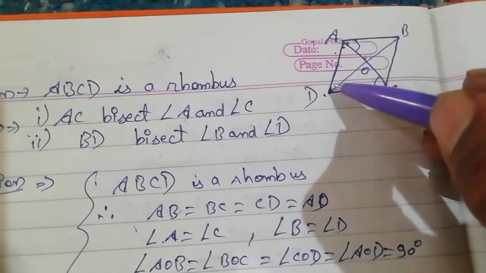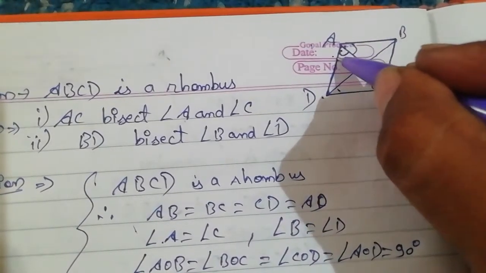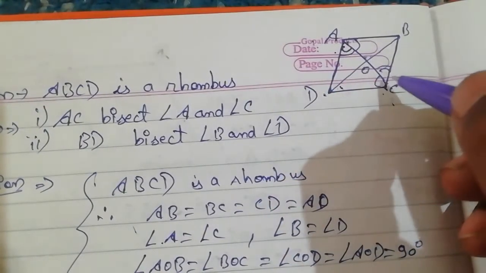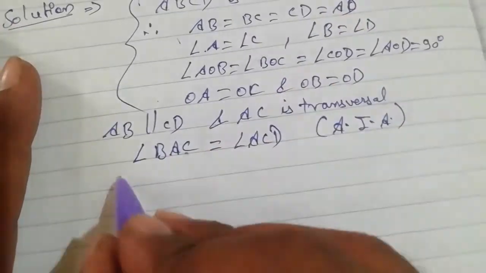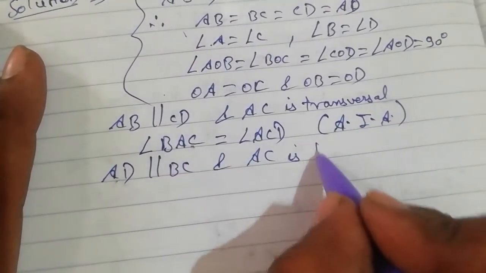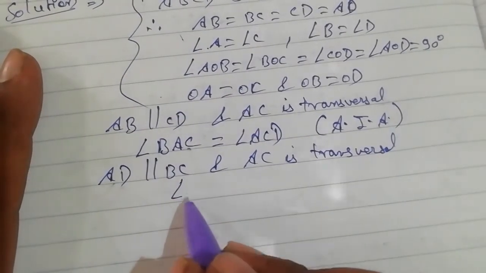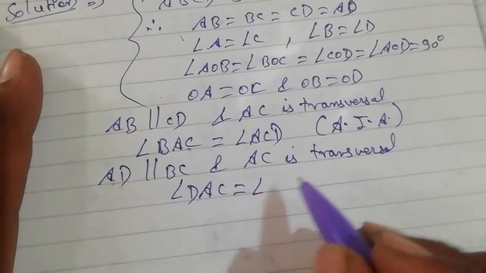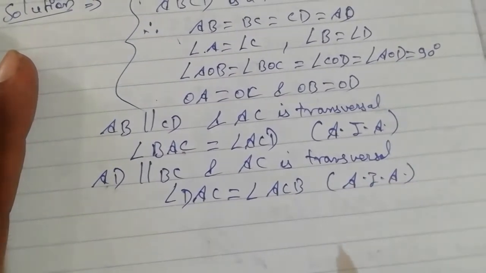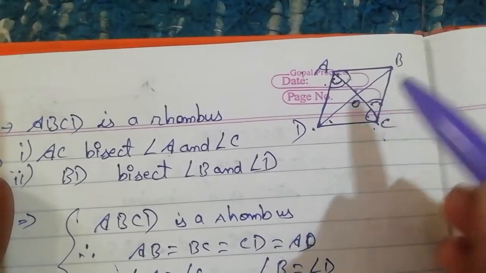Now AD and BC are parallel and AC is a transversal, so this angle is going to be equal to this one. These two angles are equal, alternate interior angles. So here we write AD is parallel to BC and AC is transversal. So here we have angle DAC is equal to angle ACB, alternate interior angles. Now these two angles are equal.